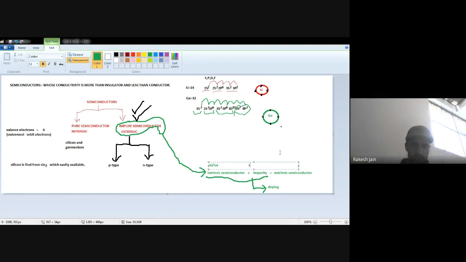What is the meaning of trivalent and pentavalent? Pentavalent means those elements of the periodic table whose outermost orbit electrons are equal to 5. And what is the meaning of trivalent impurity? Trivalent impurity means those elements of the periodic table whose outermost orbit electrons, that is valence electrons, are equal to 3. I will give you the example completely. You just hear me out first of all. I just write down here which kind of impurity you will mix.